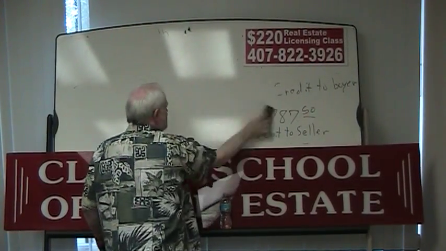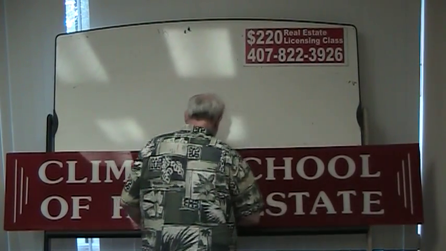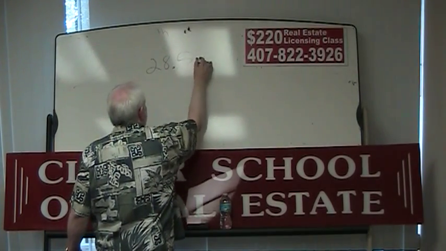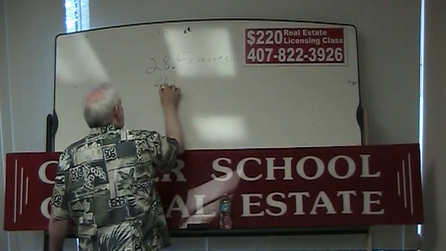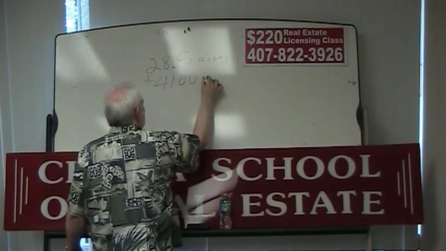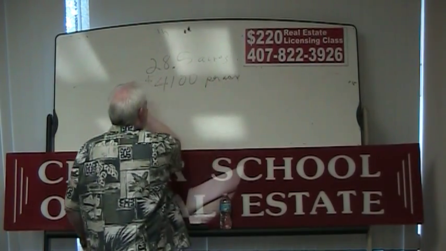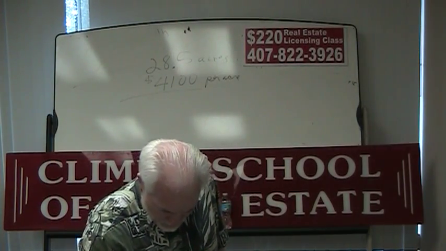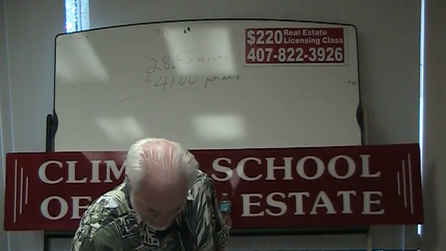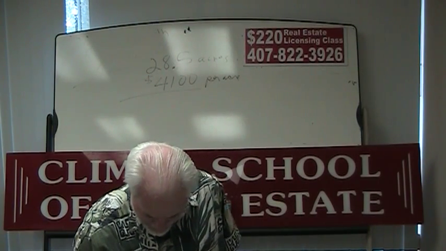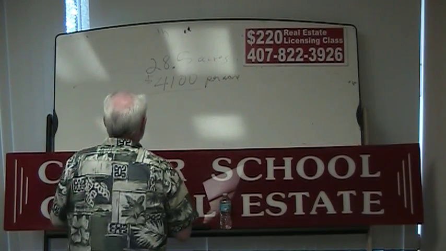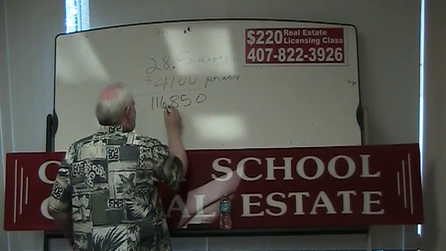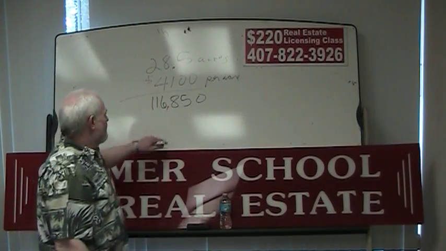Next question says, we have a 28.5 acre piece of property that sells for $4,100 per acre. So what is the price of this property? Let's see. $4,100 times 28.5, and the answer is $116,850. That's the price of the property.